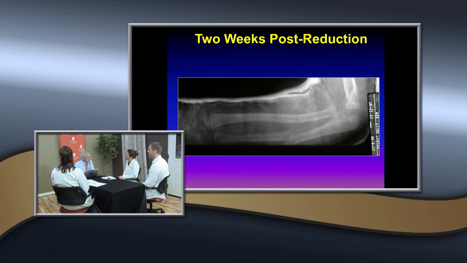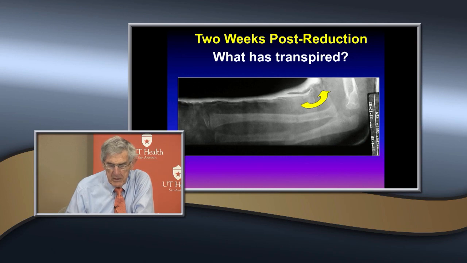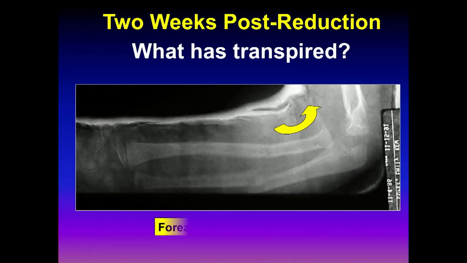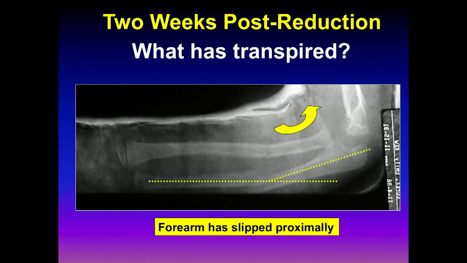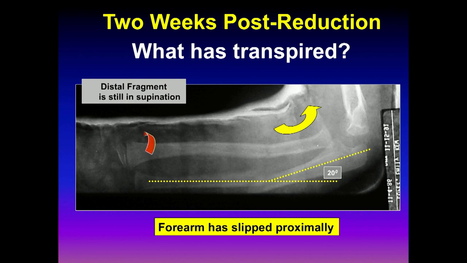You've lost the reduction. What's transpired is that if you put a long arm cast on a child who's a little bit overweight with a short forearm, they have a tendency to sneak up in there, and so it slipped proximally. Is that 20 degrees? Is that acceptable angulation? No, it's not. This is a younger child here, and the distal fragment is still in some supination. It slipped up into the cast, causing the angulation.